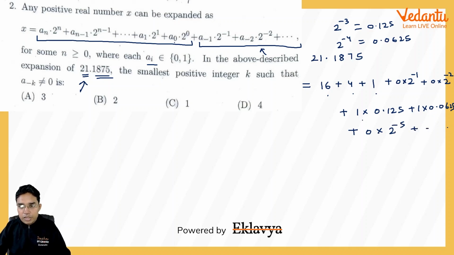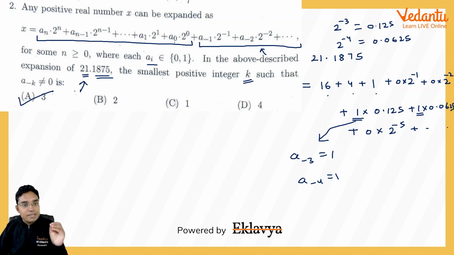So here you can check, this is my a minus 3. A minus 3 is 1. A minus 4 is also 1. So for the smallest positive integer k, for which a minus k is not 0, I think we get k to be 3. So the answer will be A here.